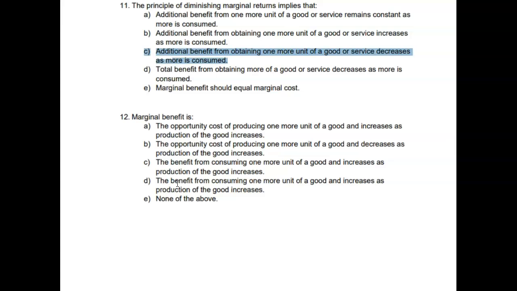Diminishing marginal benefit. Now, what is marginal benefit? I'll say C. It's the benefit of consuming one more unit of a good as production of the good increases. So basically, it's the additional benefit of having one more unit of a good, right? So it's C. Okay, so that's part 1 of the tutorial for Econ 101.